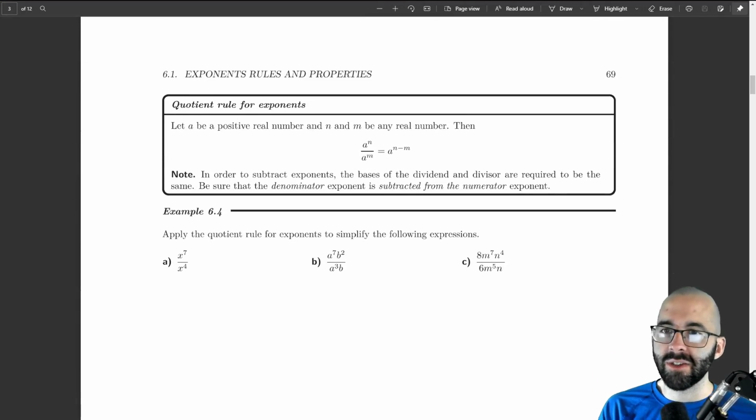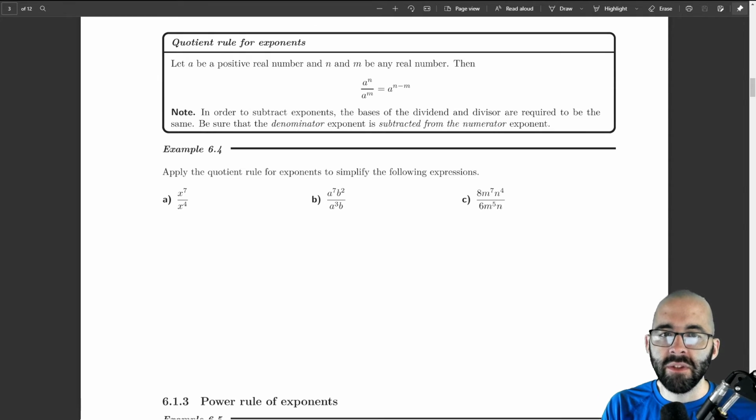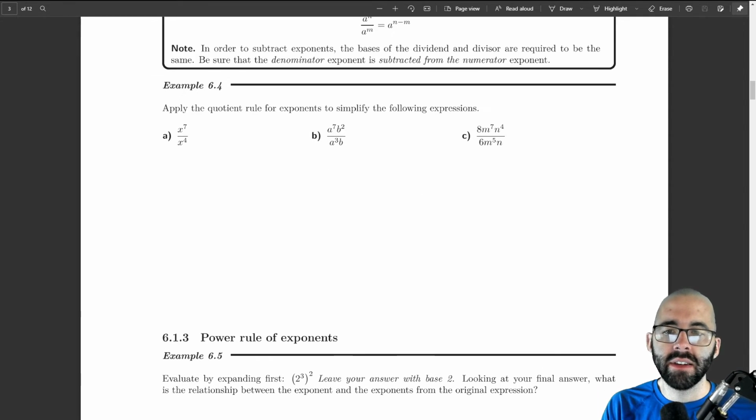Or it should be. Let's see if I'm right. If you have 2 exponentials with the same base, the bottoms have to be the same, then you can subtract those exponents. Top minus the bottom. All right. Be very careful which way you subtract it. Let's do the last example and then we'll be done with this video.